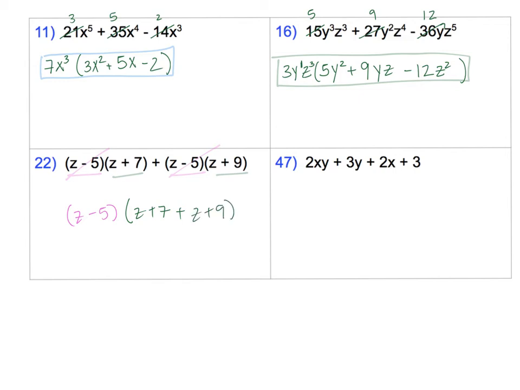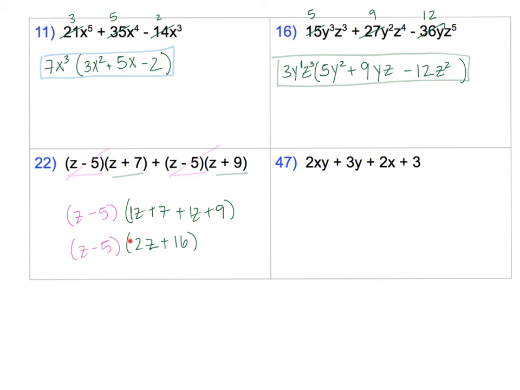And so when I look at these two here, I notice that this one I can't really do much. It's already inside parentheses. This one I can combine some like terms. That's a z, that's a z. If I combine them, that's a 1, that's a 1, so that's a 2z. Plus 7 plus 9 gives me 16. I'm going to drag down the z minus 5.